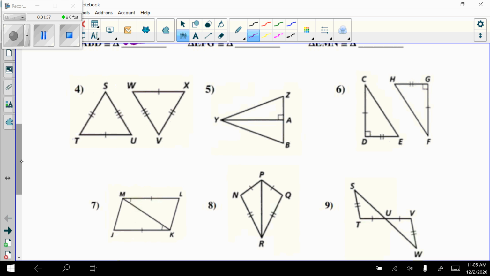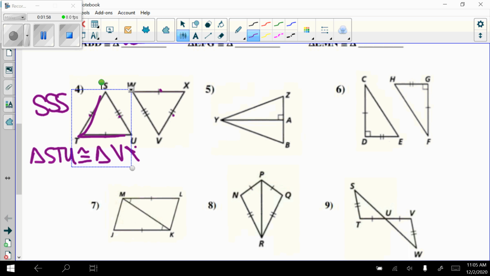Number four, I have a side. Make sure I have the same thing over here, side. So yes, this is a SSS. So then my congruence, triangle STU is congruent to triangle. So I have to go the same order. So I want 2 to 1. So VXW.